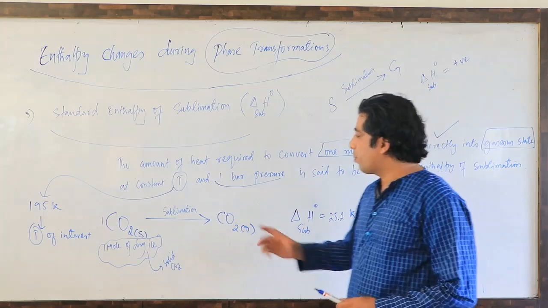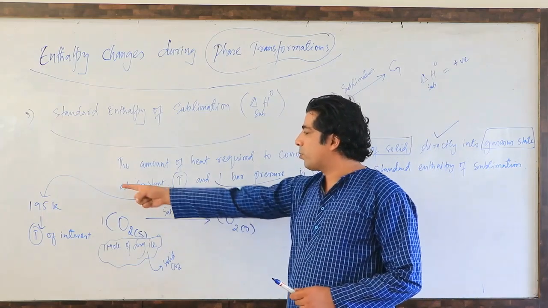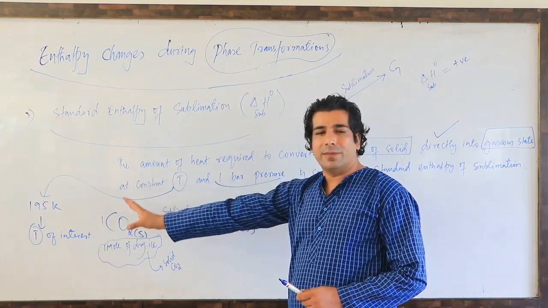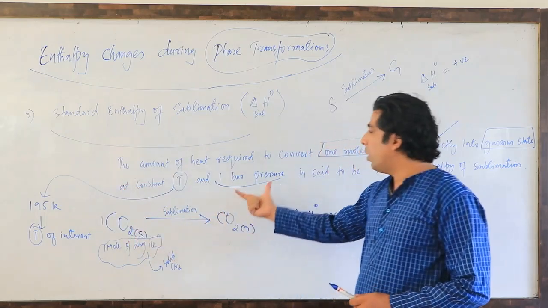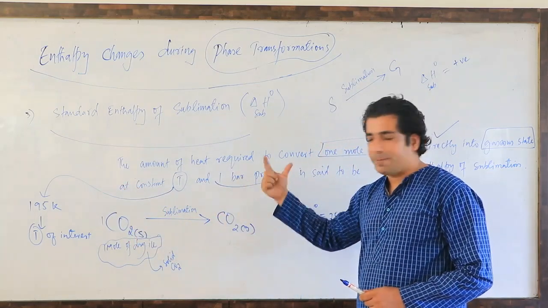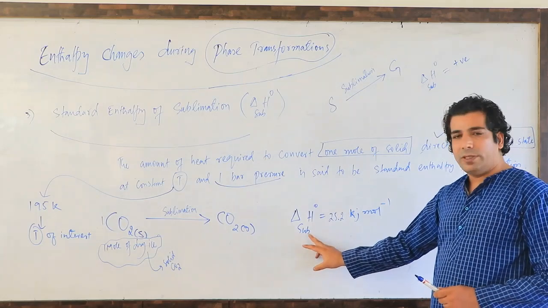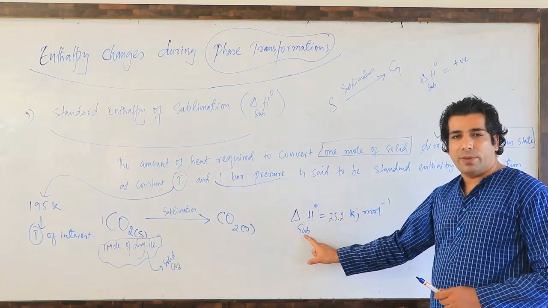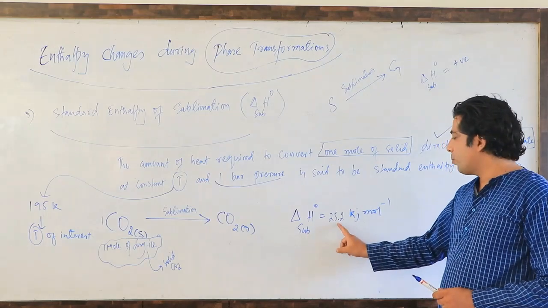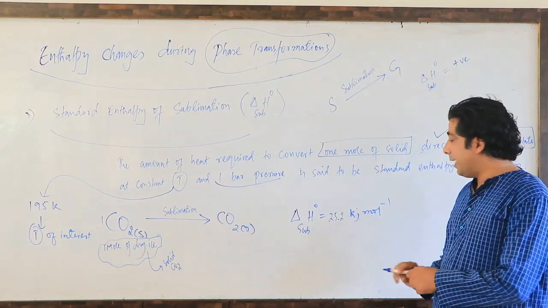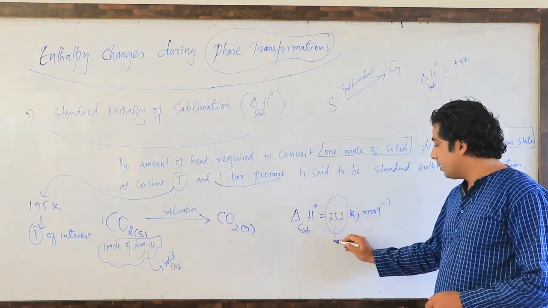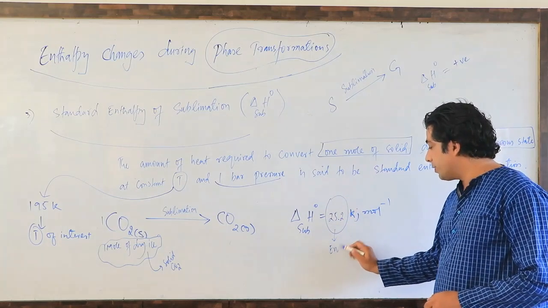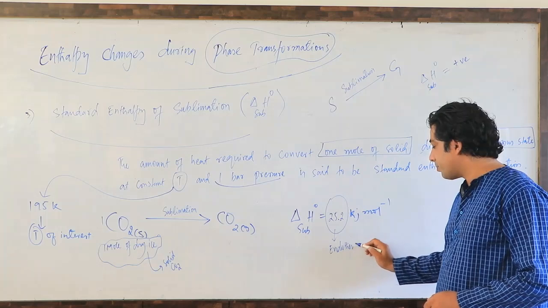So this process is taking place at which temperature? 195 Kelvin, that's a temperature of interest, and at 1 bar pressure this process takes place. And what we have observed is that the standard enthalpy of sublimation for carbon dioxide is 25.2 kilojoules. That means for this process we require this much of energy, so it's an endothermic process.